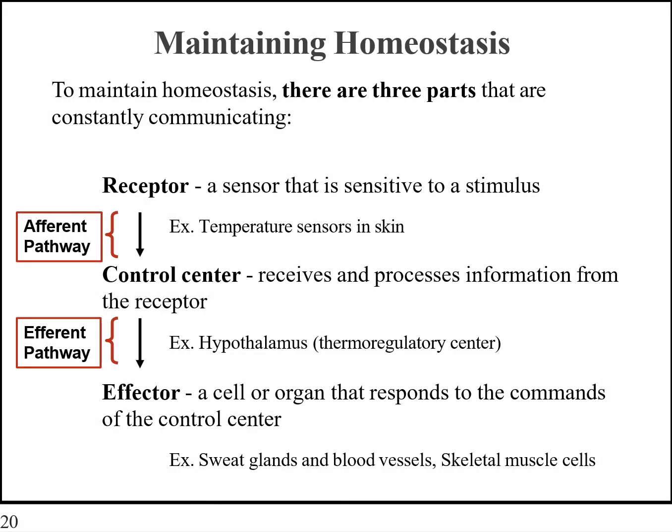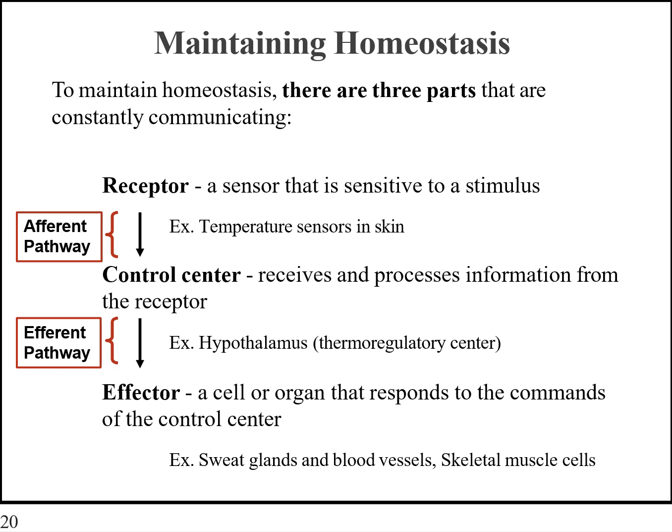How is homeostasis maintained? There are three parts that are constantly communicating with each other. And the first one is receptor. Receptor, that is a sensor which is sensitive to a stimulus. A stimulus could be how cold it is outside, and the receptor would be our skin, for example. It receives the stimulus, which is the cold. It feels that it's cold, and then it sends the information to the control center.